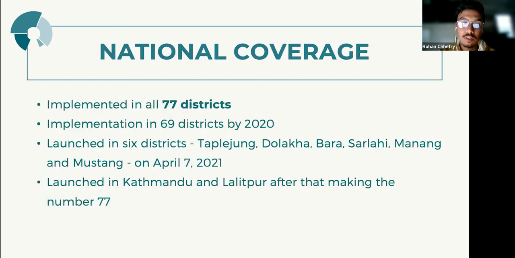Talking about national coverage to date, now it has been implemented in all 77 districts of Nepal, having a national coverage now. In 2020, only 69 districts had implemented openIMIS. On April 7th, 2021, Taplejung, Dolakha, Bara, Sarlahi, Manang, and Mustang were also enrolled. And finally, Kathmandu and Lalitpur, which are the capital of Nepal, were also enrolled, summing the number up to 77 and having a total coverage over the country.